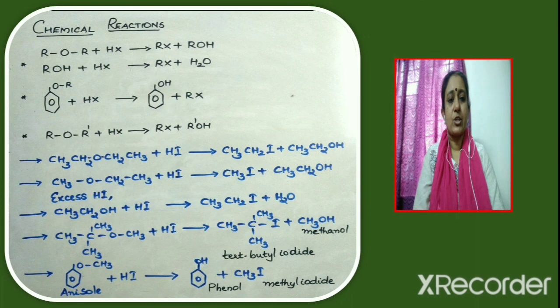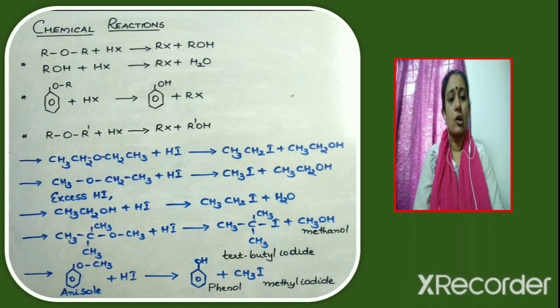Chemical reactions given by ethers. An ether ROR reacts with hydrogen halide like hydrogen chloride, hydrogen bromide or hydrogen iodide to give alkyl halide, that is alkyl chloride, alkyl iodide or alkyl bromide and alcohol ROH. The alcohol ROH then reacts with hydrogen halide to give alkyl halide and water.